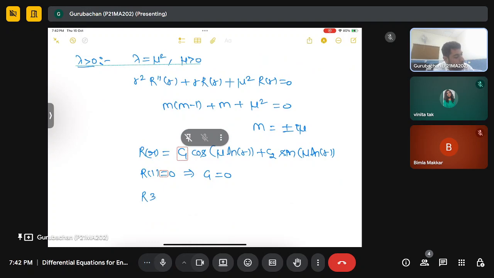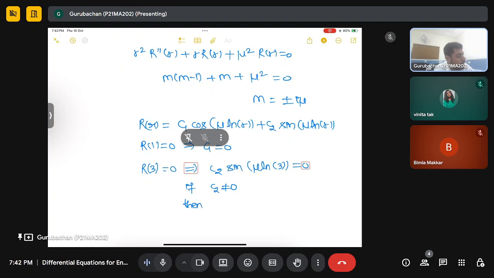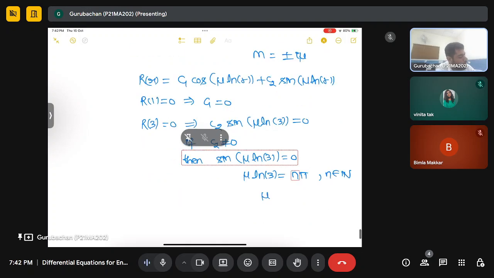Next one is R(3) is 0. So this will imply C2 sin(mu ln 3) is 0. If C2 is non-zero, then sin(mu ln 3) is 0. So mu ln 3 will be a multiple of pi, n pi, where n is a natural number, and mu can be n pi by ln 3 where n is a natural number.